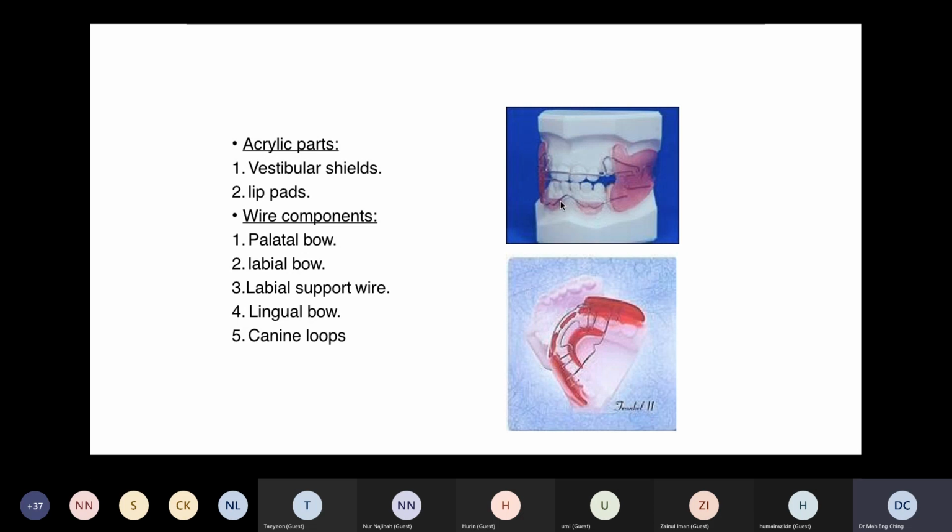Sometimes we have to get the lips away from the teeth, so the teeth are not being pushed by the lips. For example, for Class 2, the lip pad is usually on the lower. For Class 3, the lip pad is on the upper. It depends on where you want to block the lips. The wire components are the palatal bow, labial support wire, lingual bow, and canine loops. You see from the top, this Frankel appliance is trying to pull away all the muscle from the labial and from the buccal side.